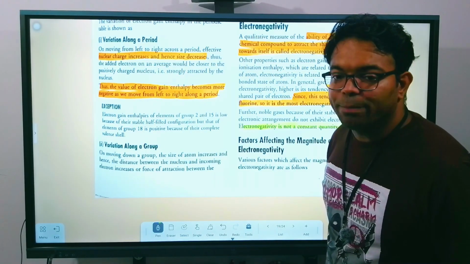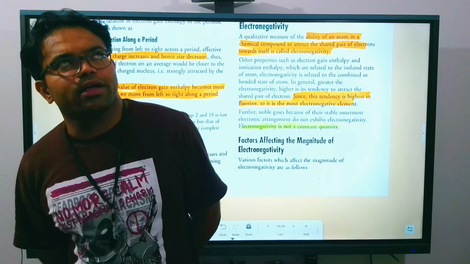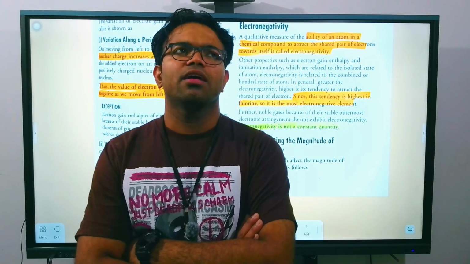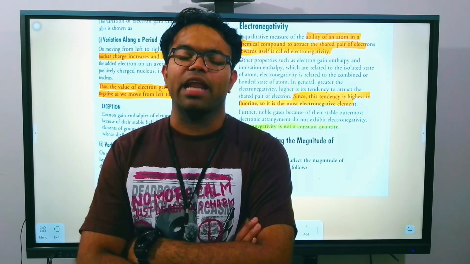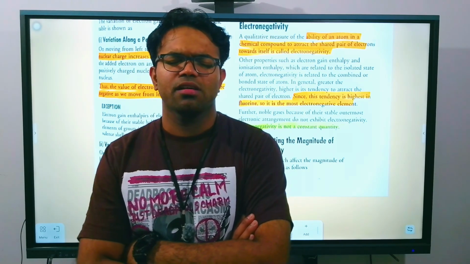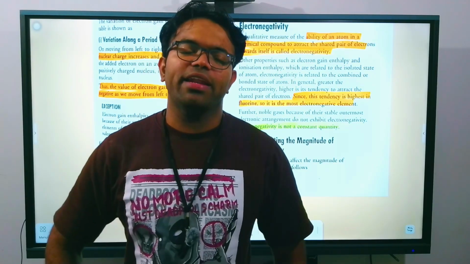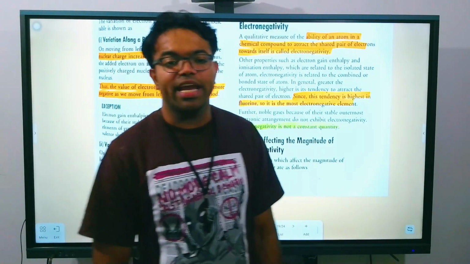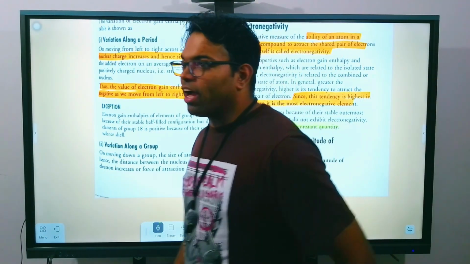Okay, along the period. Understood? So for the second period, the elements beryllium, nitrogen, and neon will have a higher electron gain enthalpy. Beryllium, nitrogen, and neon. Why beryllium?